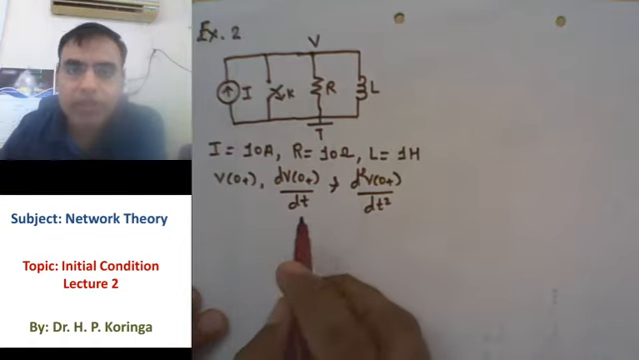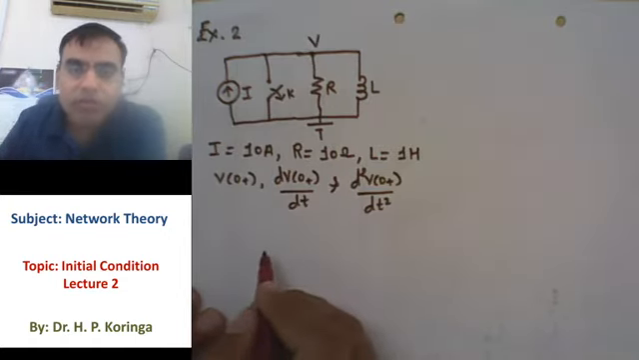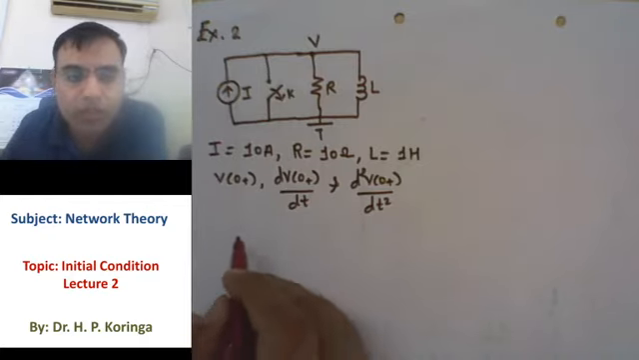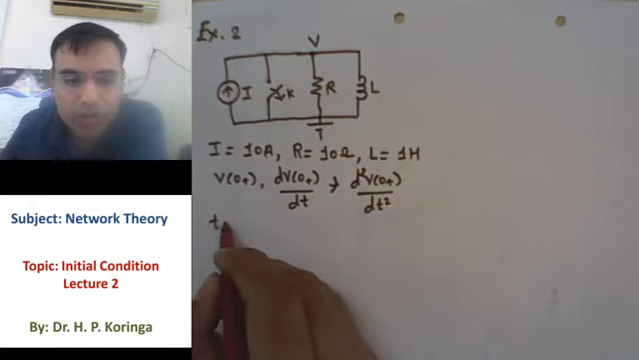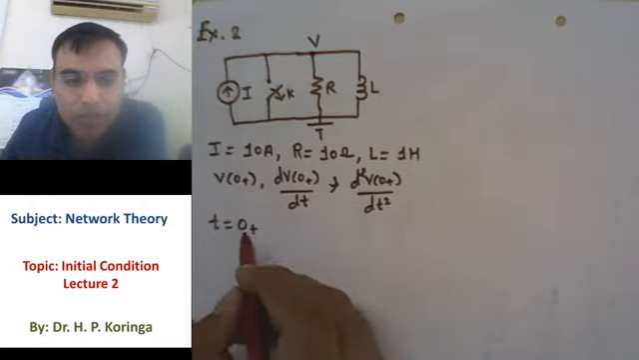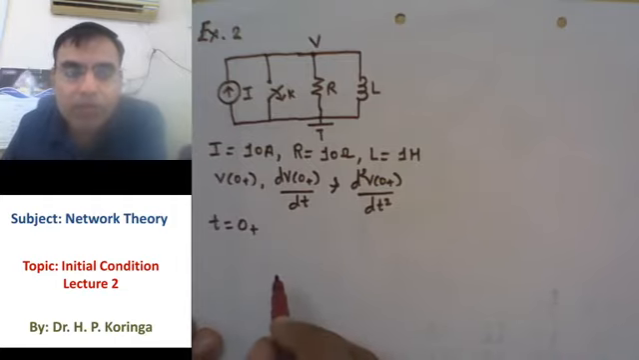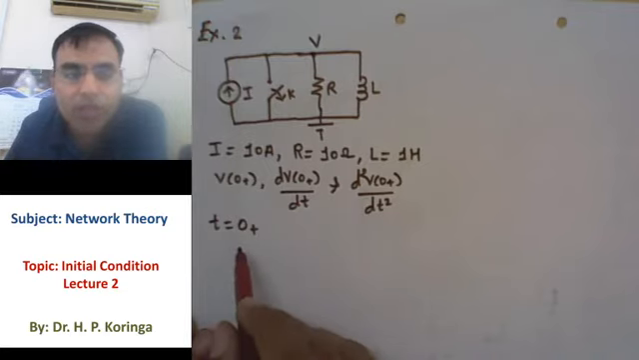Right. So how to solve it? Here we want to find V0 plus, so we have to draw the network at t equal to 0 plus. Right. So let's draw the network at t equal to 0 plus. To draw the network at t equal to 0 plus, if an inductor or a capacitor component is present in the network, then before that we should know whether the inductor is charged or uncharged, or the capacitor is charged or uncharged. Accordingly, we have the t equal to 0 plus equivalent circuits, right?